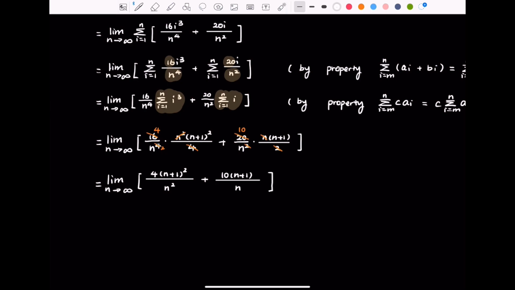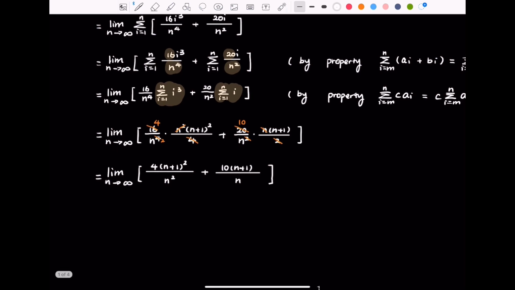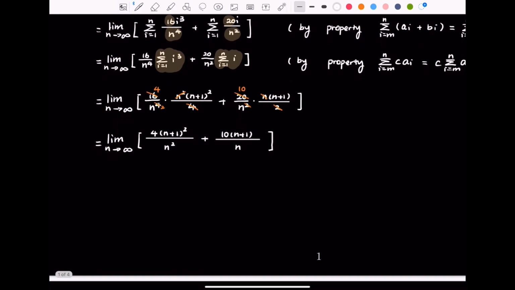Okay? And now you can simplify more if you want, but you don't have to. You can compute the limit directly if you know how to. But I'm going to simplify it a little bit more so that it's easier for you to compute the limit. So let's do it. This is basically n plus 1 over n, the whole thing squared, right? So I can change it to n plus 1. Let me change it a little bit so it's easier for you to see.